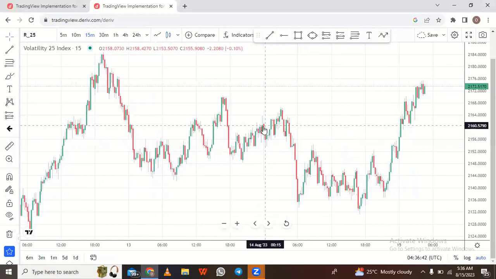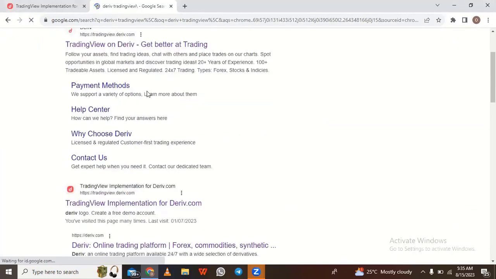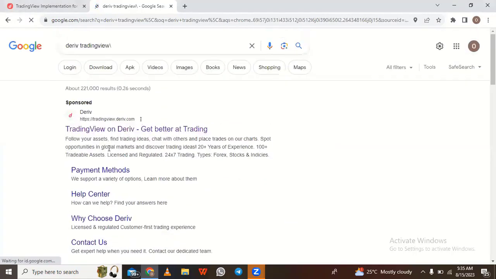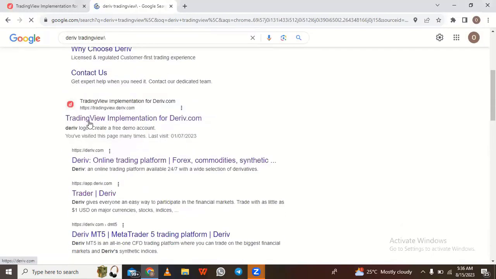All right, so without wasting much of our time, the moment you come to your browser, what you need to do is to type Deriv trading view. Once you type it, they're going to bring out some options for you. You'll just have to scroll to the one that has Deriv trading view implementation for deriv.com. This is the one you should look for. Once you have seen this, all you need to do is to click on it.